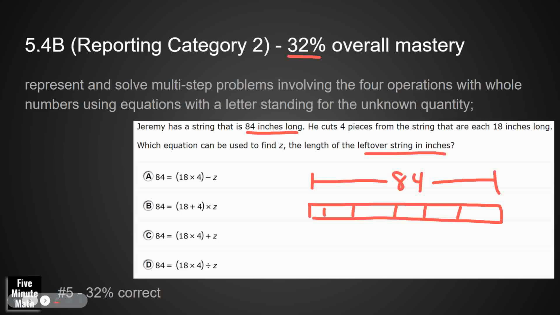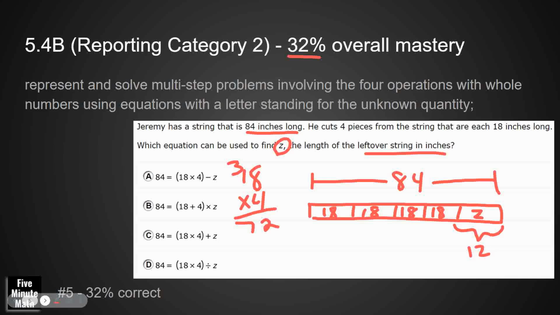These four pieces are each 18 inches long, but it says I've got length of the leftover string. So I'm going to have Z as my leftover string. So the 18, because look, 18 times 4, right? Hopefully our kids did this. That's only 72 inches, so it's not the whole thing, right? So that means this is going to be 12 inches.